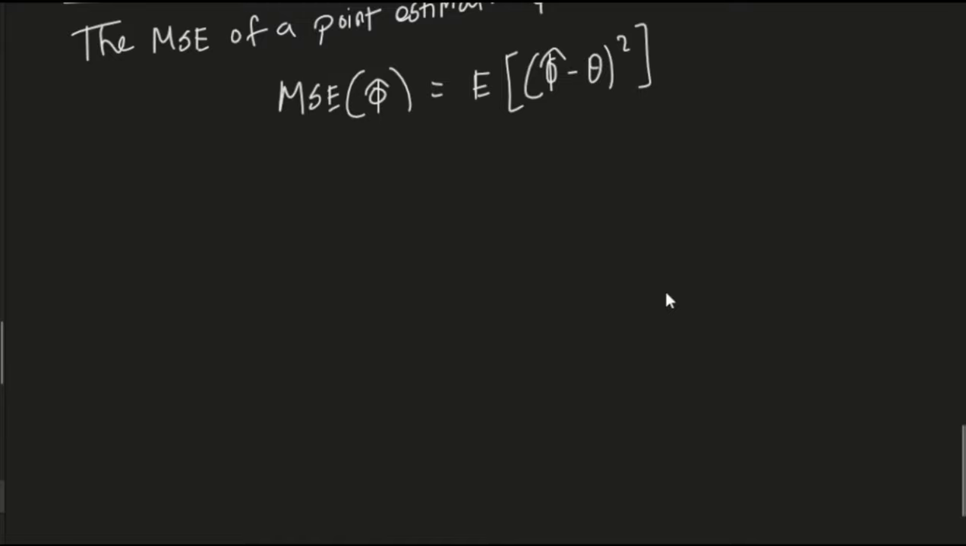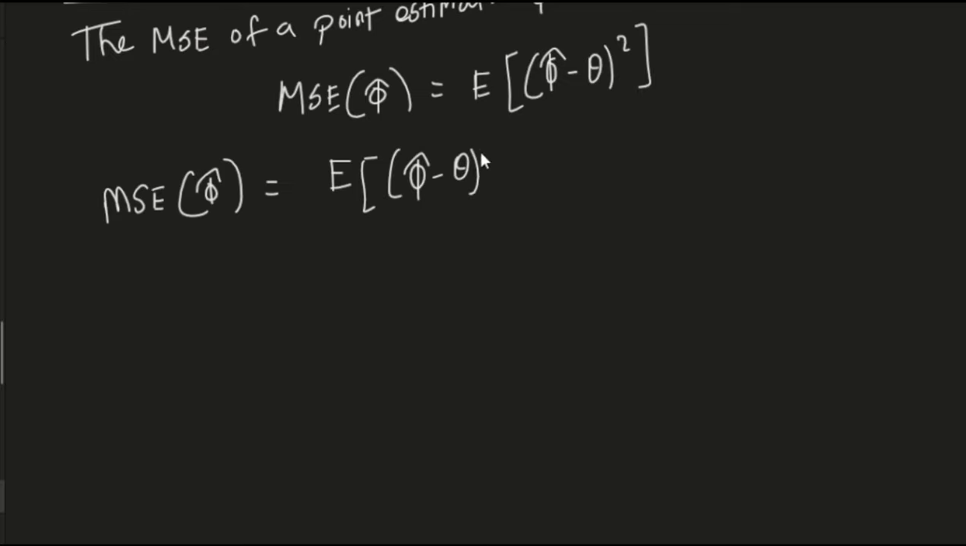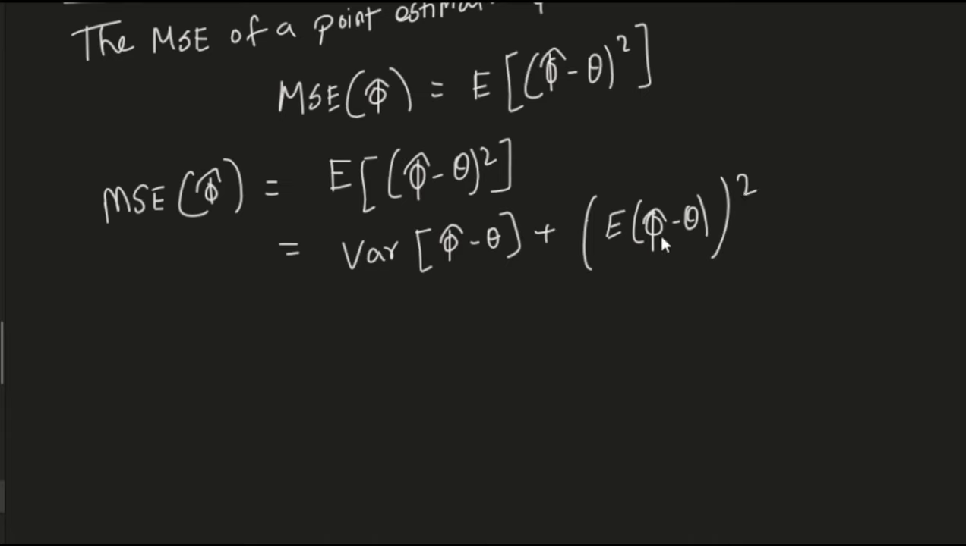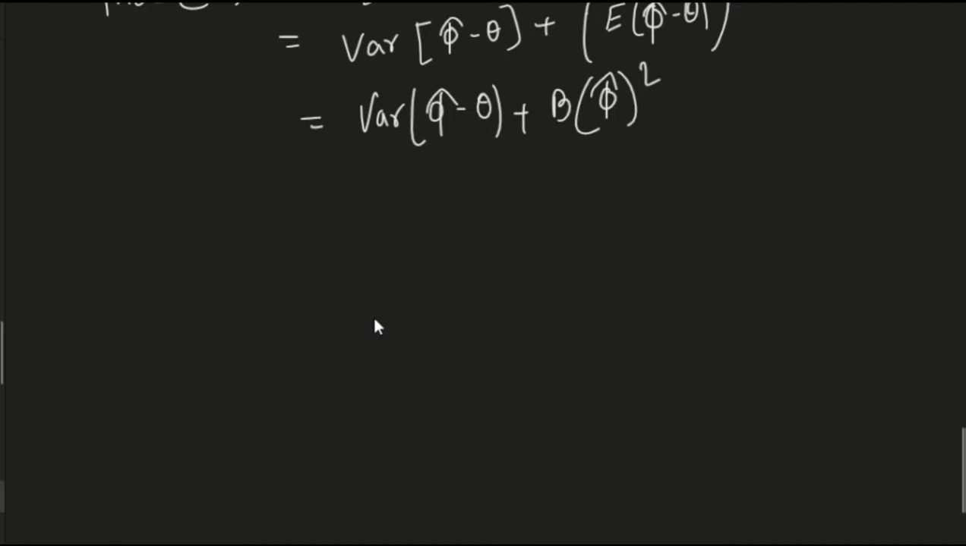Also, what we can find out from this is, so the MSE is basically equal to the variance of the estimator plus the bias of the estimator squared. This is another way to find that out.